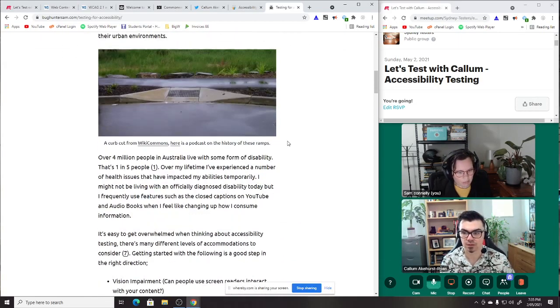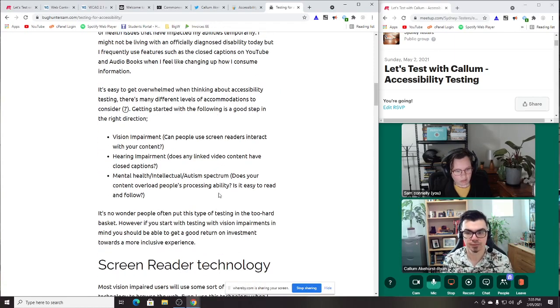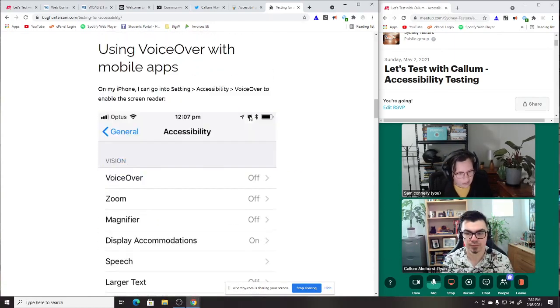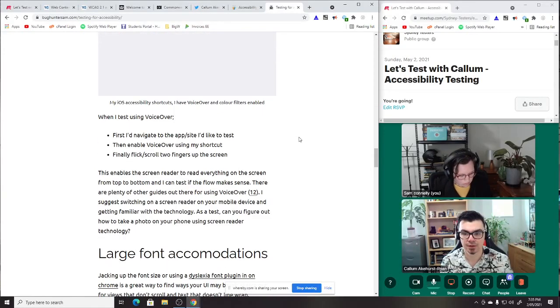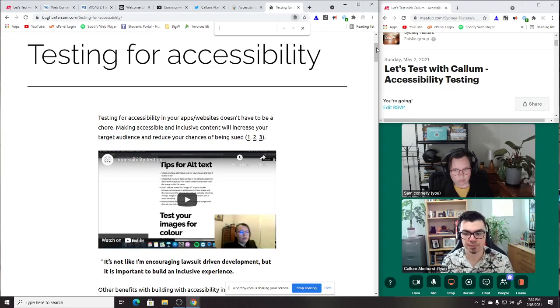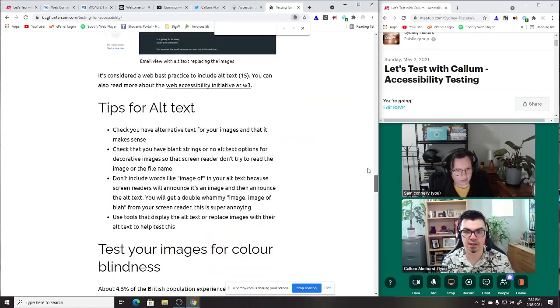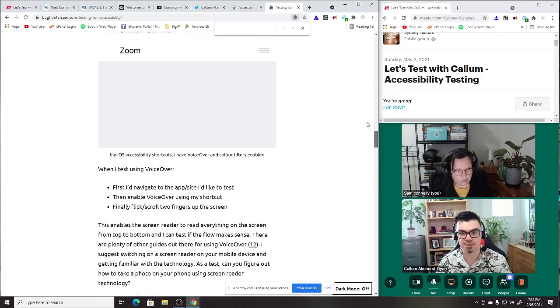So what were some of the stats? So there is a general stat. 1 in 5 people will have some sort of impairment. And that represents about 4 million Australians. I'm pretty sure I've got a UK stat around here too. I'll have to have a look for that one. I think it's about the same. It's 1 in 5 people in the UK. Yeah. 1 in 5 potential customers have a disability.